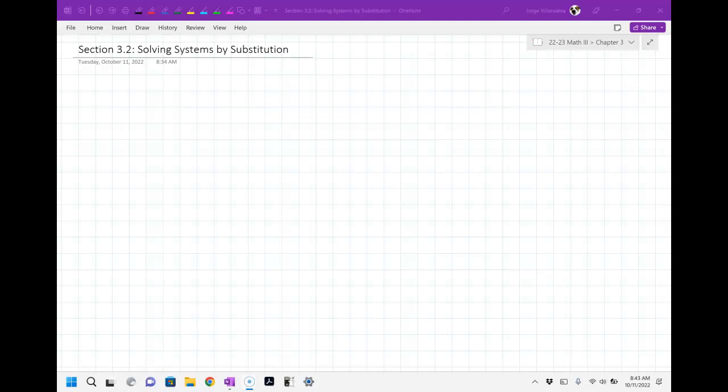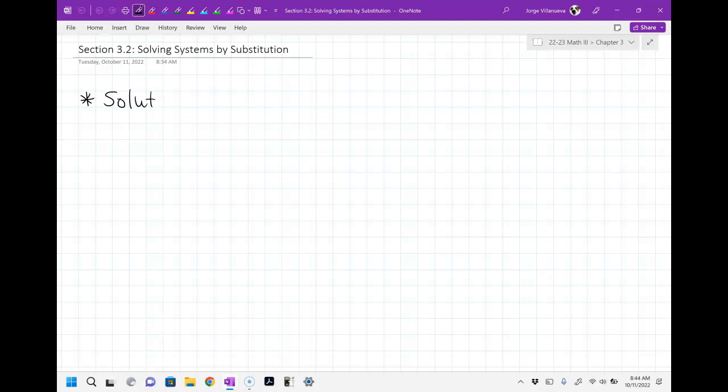All right, so today we're doing, again, section 3.2, solving systems by substitution. Again, the idea is to substitute into other equations to get your solutions, to find x and then y. Now, I want to remind you guys that whenever you solve a system of equations, your answers are always points, okay? So let me just put that right here.